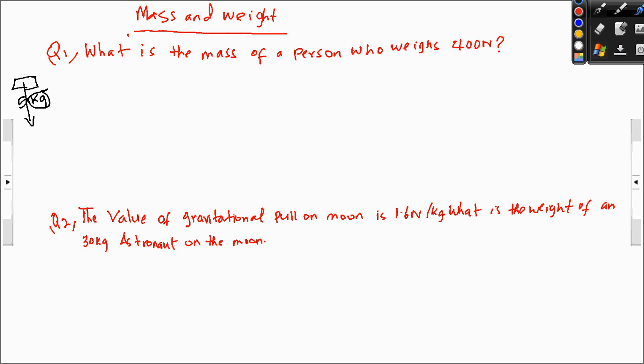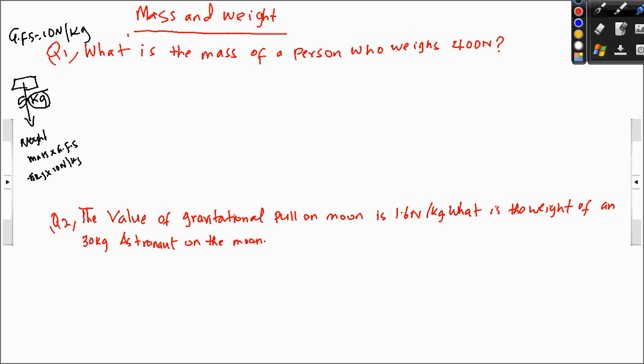Now, let's say, for example, you're on the Earth's surface. We already know that the gravitational field strength of the Earth's surface is 10 Newton per kilogram. So the weight of this is going to be, the formula for weight is mass times the gravitational field strength. So the weight of this is going to be 5 kilograms times 10 Newton per kilogram.